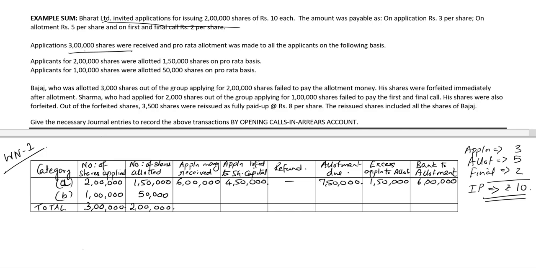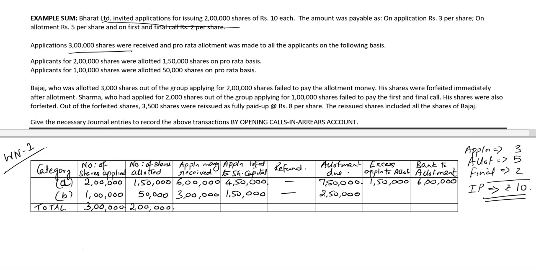Application money received, 1 lakh shares applied for multiplied by application money of rupees 3 per share comes to 3 lakh rupees. Application money transferred to share capital, 50,000 shares allotted multiplied by rupees 3 per share payable on application, 1,50,000 rupees. There will be no refund. Allotment money due, 50,000 shares allotted multiplied by 5 rupees per share payable on allotment is 2,50,000 rupees.